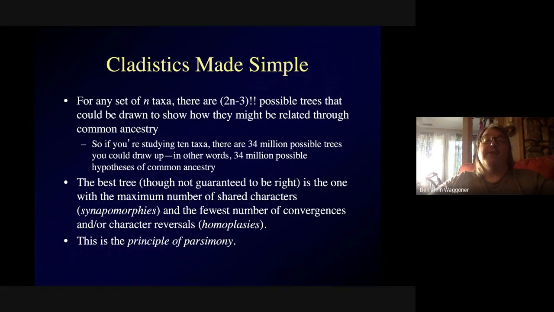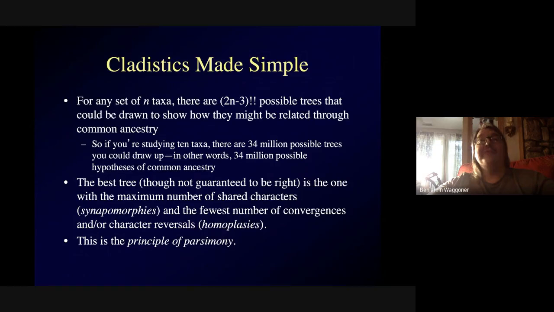Now, for any set of n taxa, the total number of trees that you could draw is (2n minus 3) double factorial. Okay, that double exclamation point does not mean that I'm really excited about 2n minus 3. A single exclamation point is a factorial, and n factorial is n multiplied by n minus 1, multiplied by n minus 2, multiplied by n minus 3, and so on back to 1. So 10 factorial is 10 times 9 times 8 times 7 times 6 times 5 times 4 times 3 times 2 times 1. Double factorial, you multiply by every other number. So 10 double factorial would be 10 times 8 times 6 times 4 times 2.